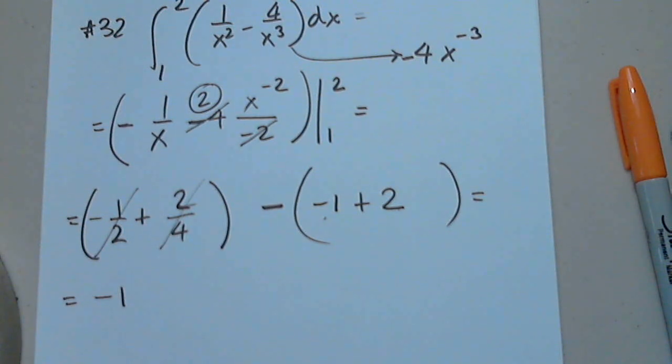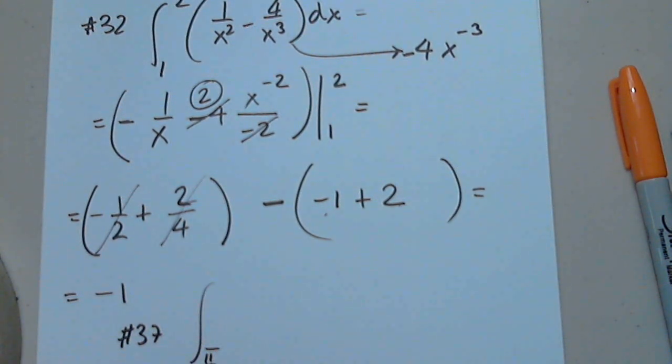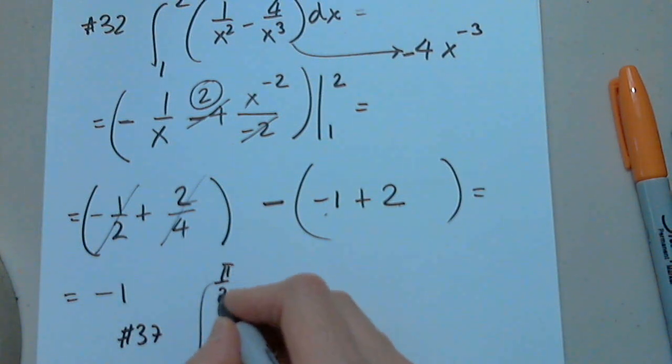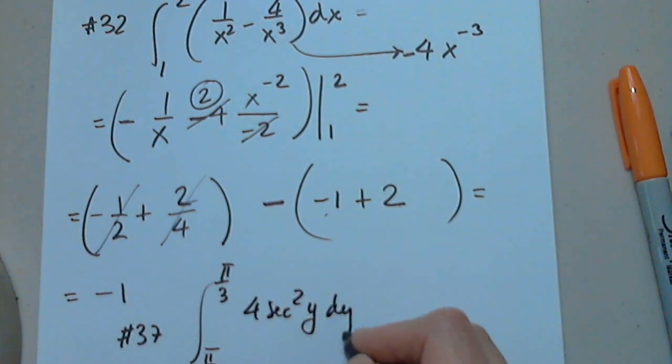Okay. Thank you. So where am I? What am I doing? Okay, here I am. What was I saying? What I wanted to do was 37, yes. 37, the integral from pi over 6 to pi over 3 of 4 secant squared y dy.